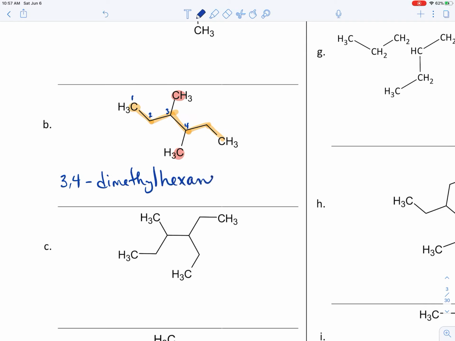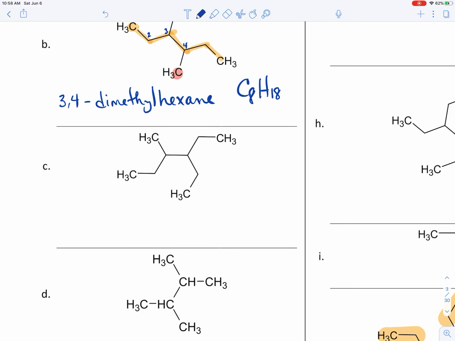And then the parent chain again had 1, 2, 3, 4, 5, 6 carbons, so that is hexane: 3,4-dimethylhexane. The formula: hexane has 6 carbons. The methyls have 1 carbon each, and there's 2 of them, so this would be C8, and then the number of hydrogens would be twice that, plus 2 more, so it'll be C8H18.